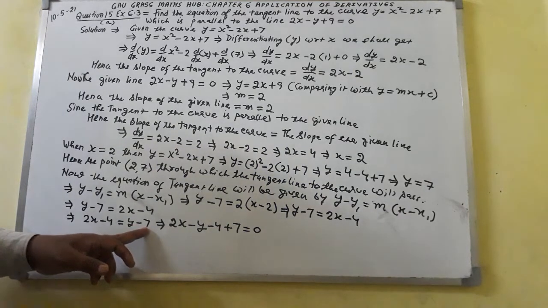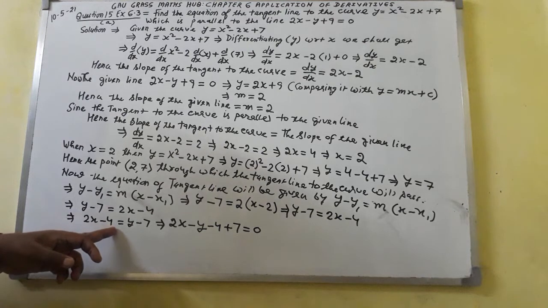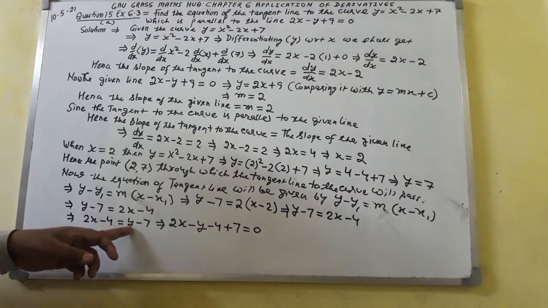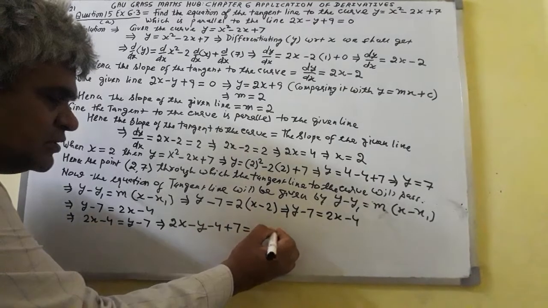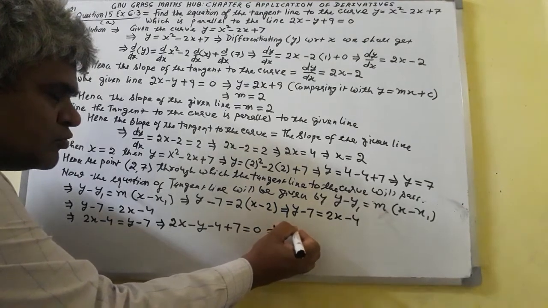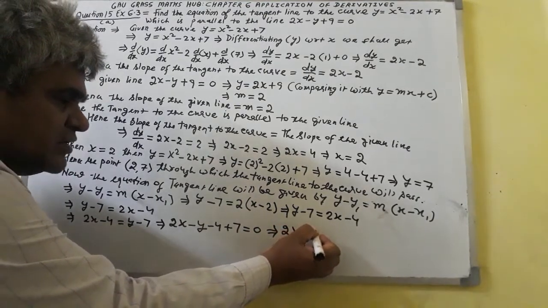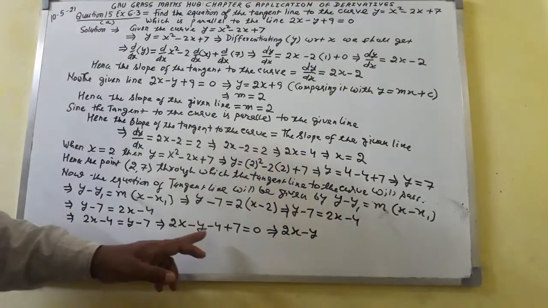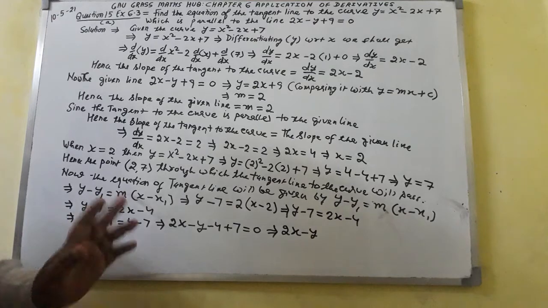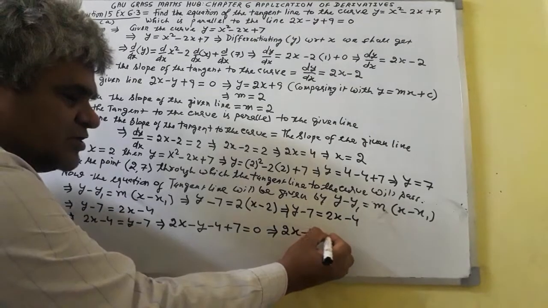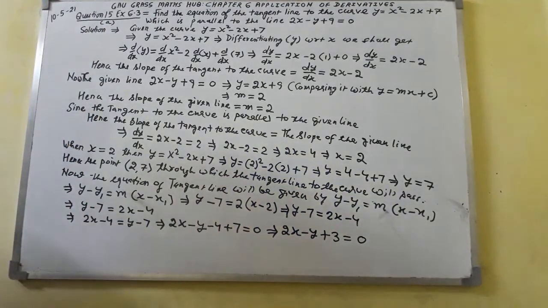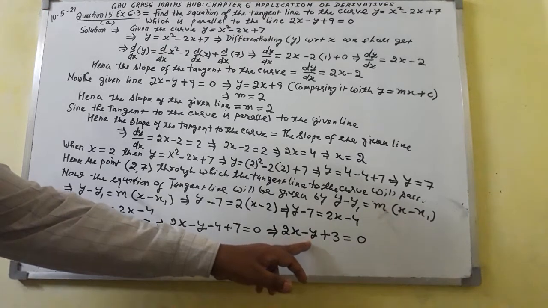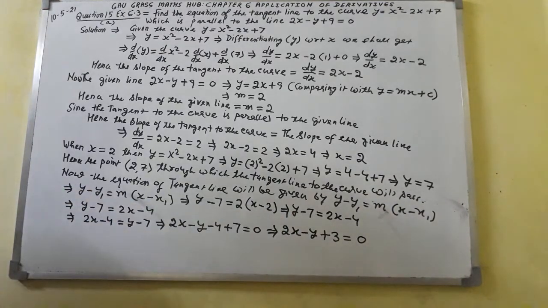Here minus 7 will move back to the left hand side, here write plus 7, minus 4 is there, plus y is there in right hand side, move back to left hand side, comes out to be minus y. So here we have got, implies that 2x minus y, here minus 4 plus 7 will be combined, you will get here plus 3 equal to 0. So here you can see 2x minus y plus 3 equal to 0. This will be the equation of the tangent line to the curve.